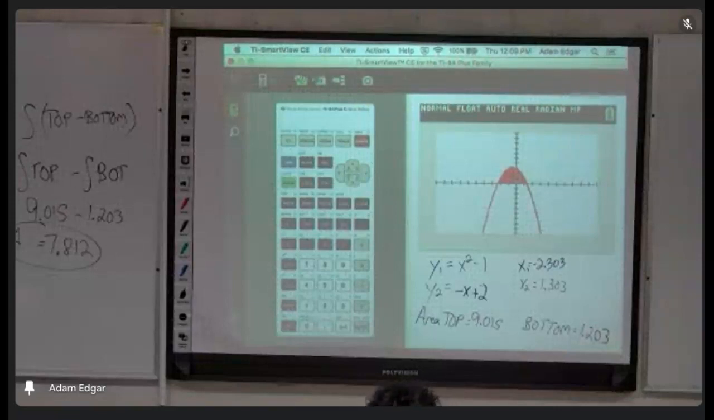What gets really annoying, whether you're doing it by hand or with a calculator, is if the curves switch positions, and then you have to break this up into two separate intervals, and you just have to be really careful about doing that. Any questions with the calculator work?